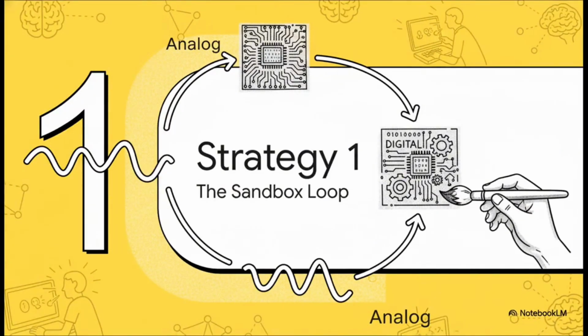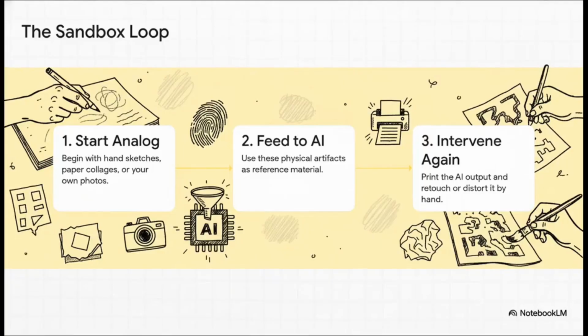Well, our first strategy dives right into the physical world with something called the analog digital analog loop. And this is all about using the huge difference between how machines and humans experience the world. So here's the playbook. First, you don't start with a text prompt. You start with your hands. Make a sketch, create a physical collage, snap a photo. Second, you feed that physical thing, that artifact, into the AI as your reference material.